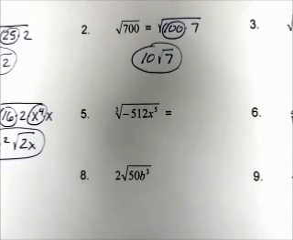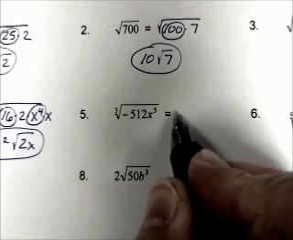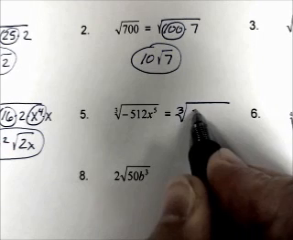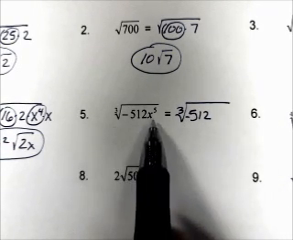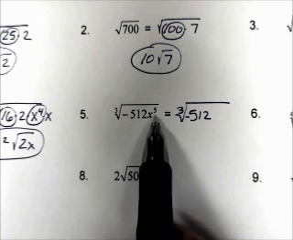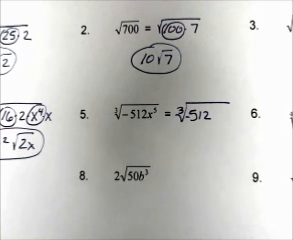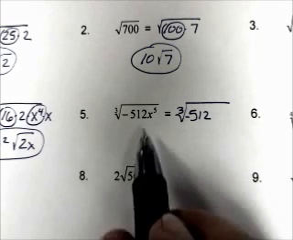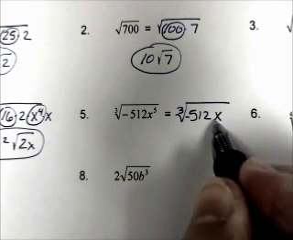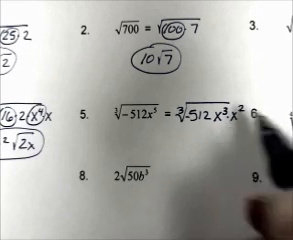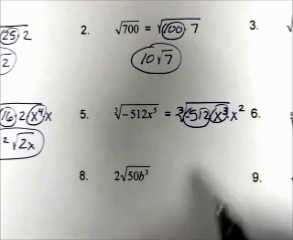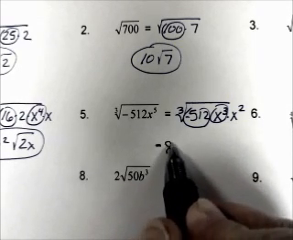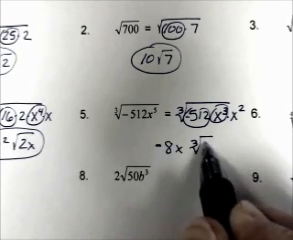Number 5, cube root of negative 512x to the 5th. Well, negative 512 is a perfect cube, so that just stays. X to the 5th, again, for the exponent to be a perfect cube, the exponent would need to be a multiple of 3. So we'll break x to the 5th down into x to the 3rd times x squared. I'll circle our perfect cubes. Negative 8x cube root of x squared.